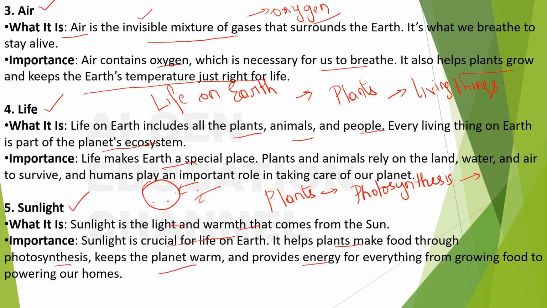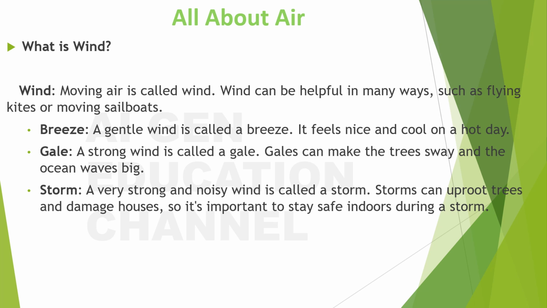Okay, now what next? All about air. We shall see about air. What is wind? So what did I say? Air is invisible. You can't see the air, right? So it is an invisible mixture of gases. Next, what is wind? Wind is moving air. When air moves from one area to another area, it is called wind.